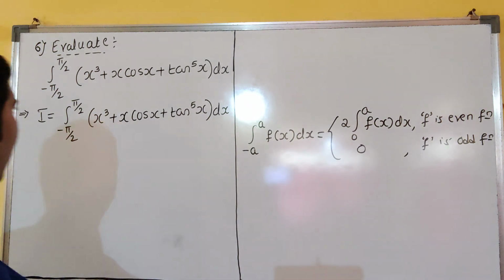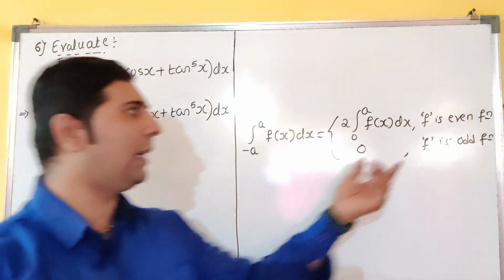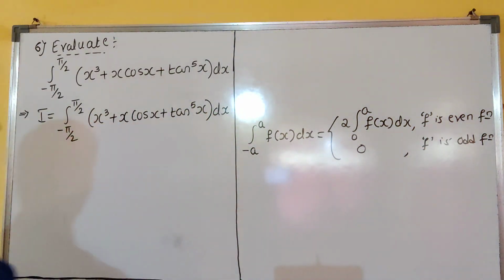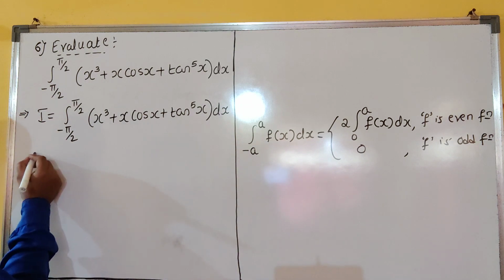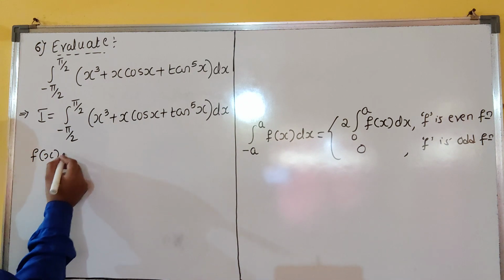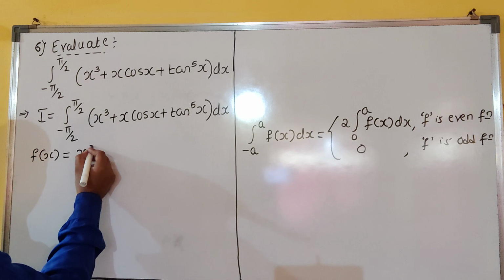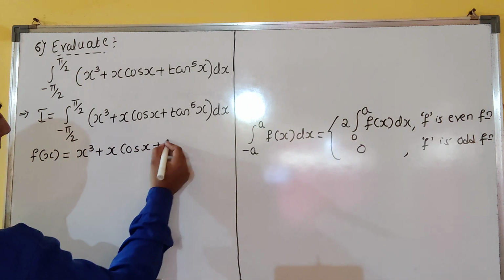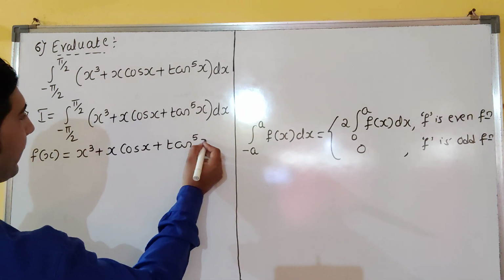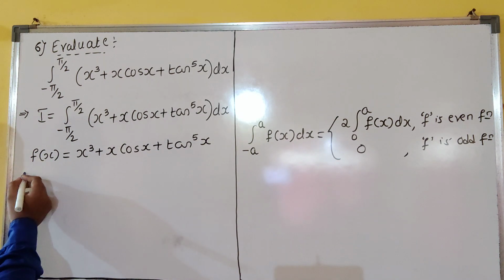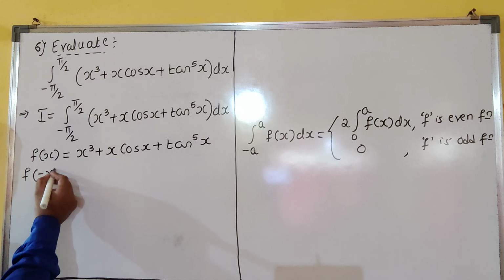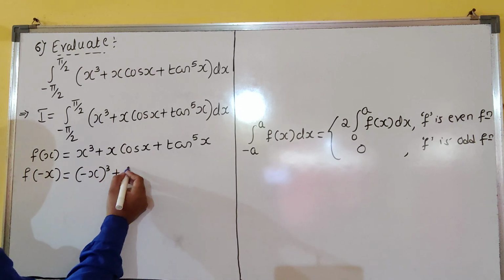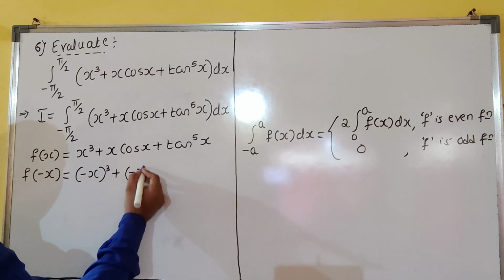So this is what your I is given here. Now see, how to understand whether it is an even function or odd function, you know very well. So f of x is what here? f of x is the middle term. So f of x is x cube plus x into cos x plus tan raised to 5x. This is your f of x. So now you replace x by minus x. Minus x whole cube. x is what? Minus x.